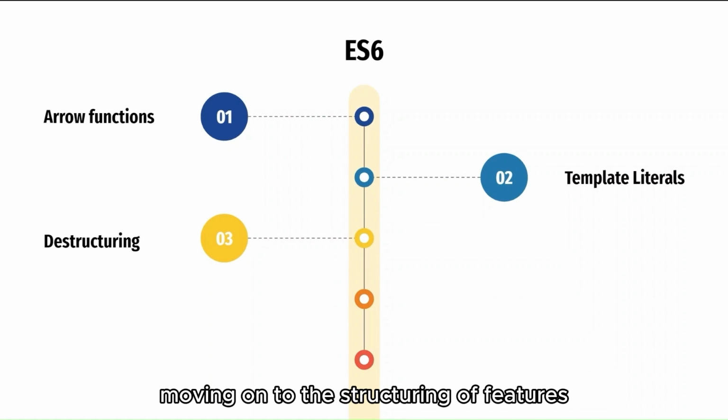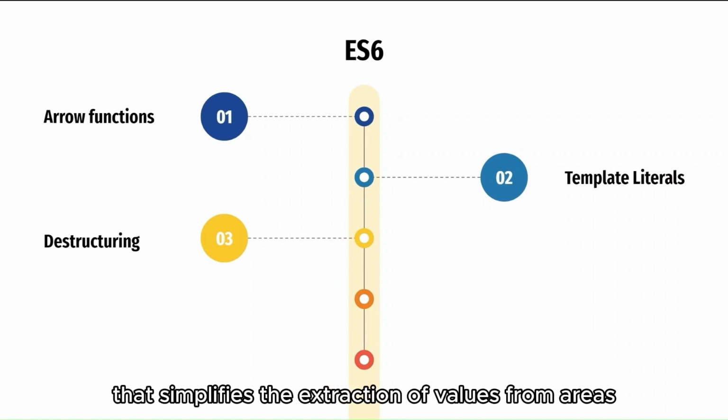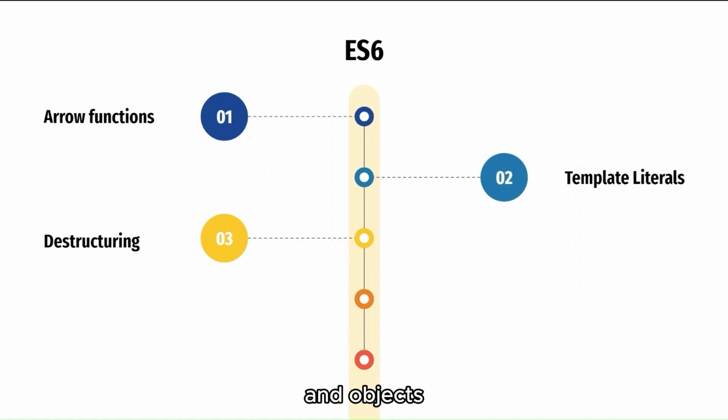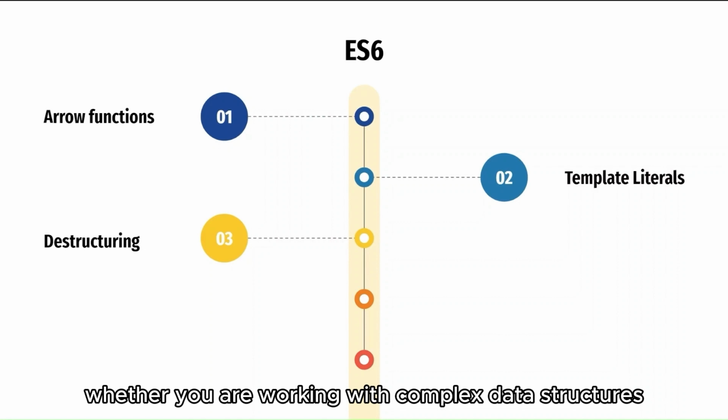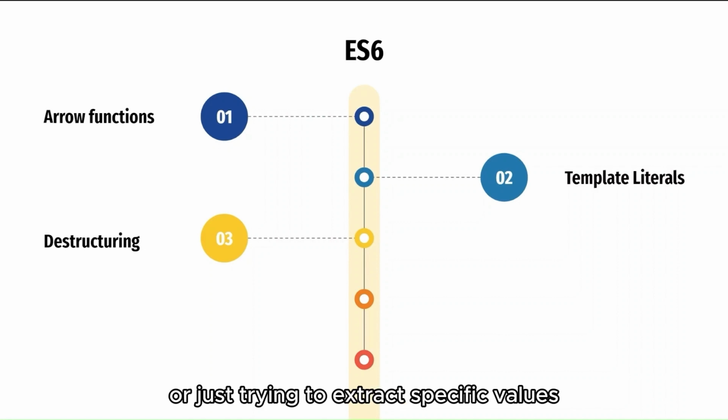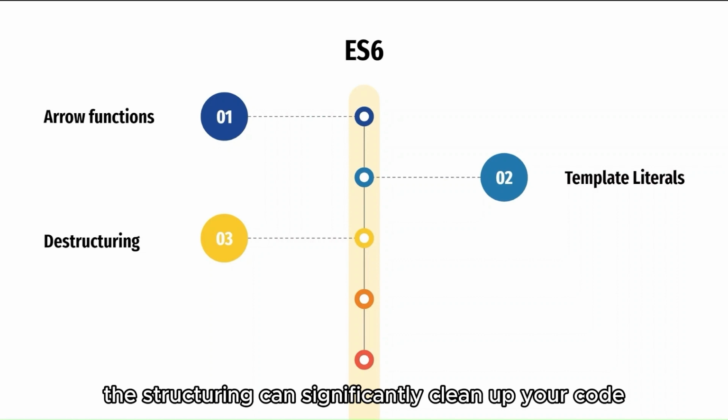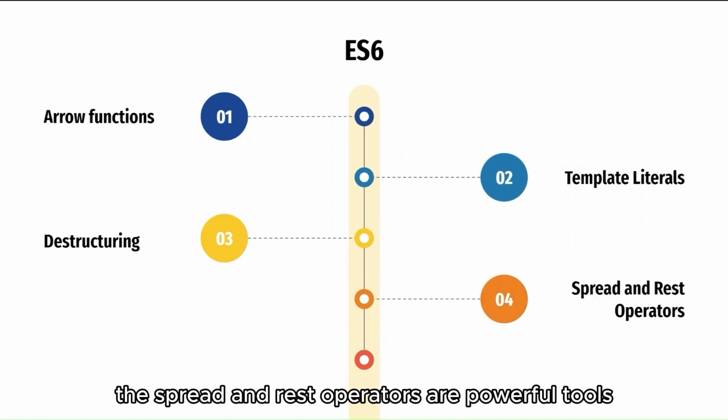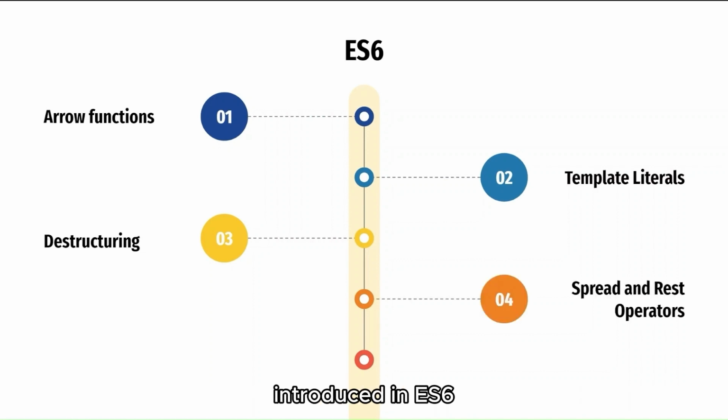Moving on to destructuring, a feature that simplifies the extraction of values from arrays and objects. Whether you're working with complex data structures or just trying to extract specific values, destructuring can significantly clean up your code. The spread and rest operators are powerful tools introduced in ES6.